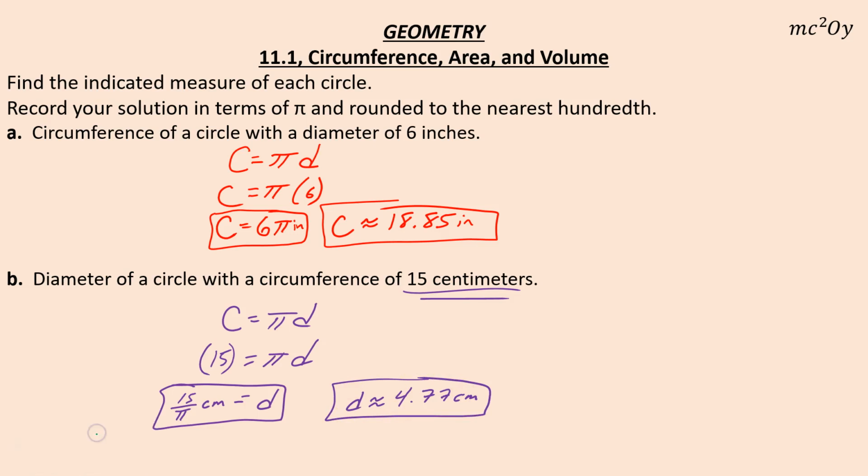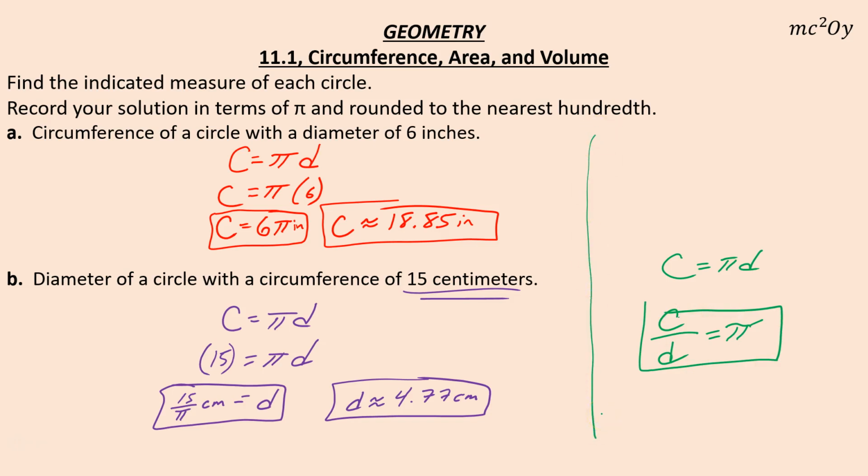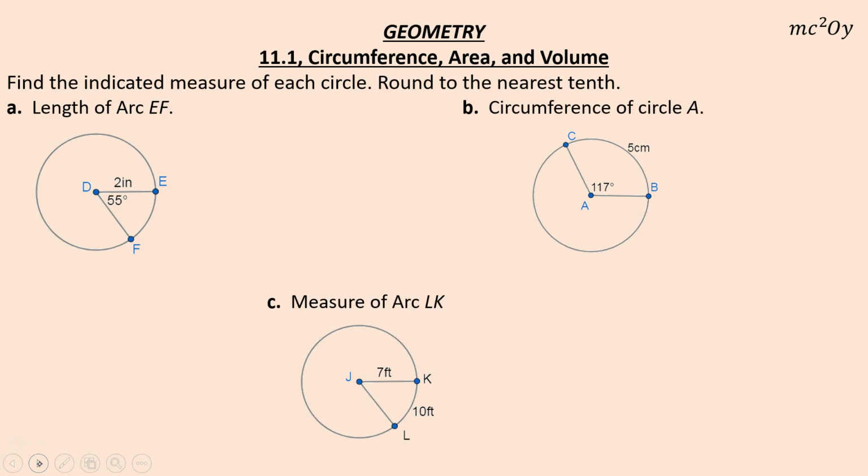All right, a quick side note. The circumference is equal to pi times the diameter. What I could do is divide both sides by the diameter and get pi by itself. And that would tell me what pi is equal to. In terms of a circle, pi is equal to the circumference divided by the diameter. And that is true in any circle. Okay? That's how we get pi. We divide the circumference by the diameter, and that gives us the value of pi. It's that ratio. Okay, let's go ahead and find some arc length.